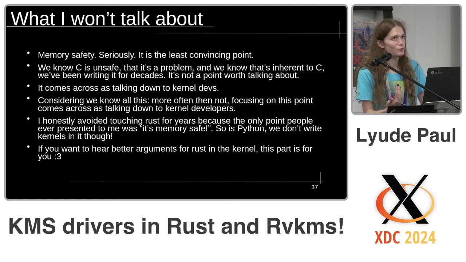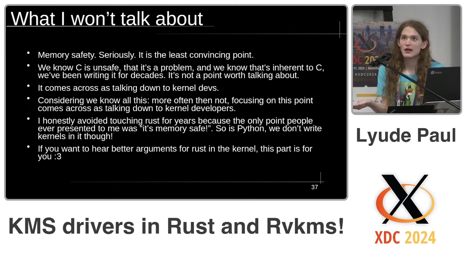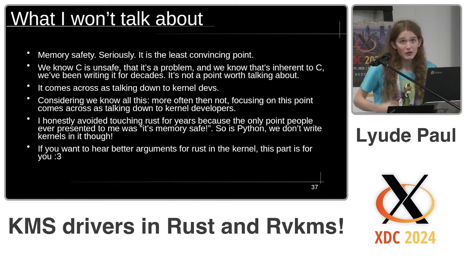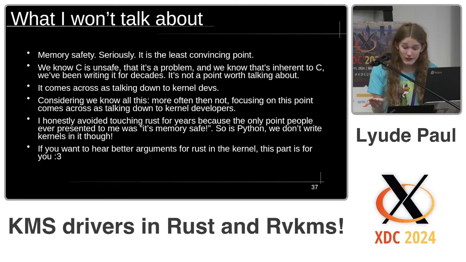The thing is, we kind of all know that C is unsafe, that it's a problem, and that it's sort of a problem that's inherent to C. I think a lot of times what people don't realize is when you focus on this point too much, you sort of come across as talking down to a lot of kernel developers because we kind of already know this. And it was honestly a reason that I had actually avoided touching Rust for quite a while. But if you want to hear more convincing arguments that aren't really centered around this, this part is definitely for you.